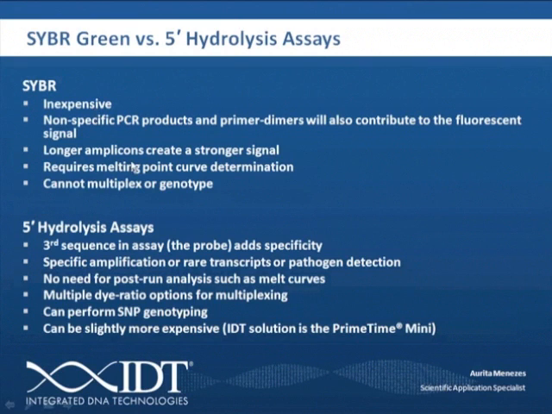Another disadvantage of SYBR is that you cannot do multiplexing. You cannot analyze multiple genes at the same time, or you cannot do genotyping with the standard SYBR.